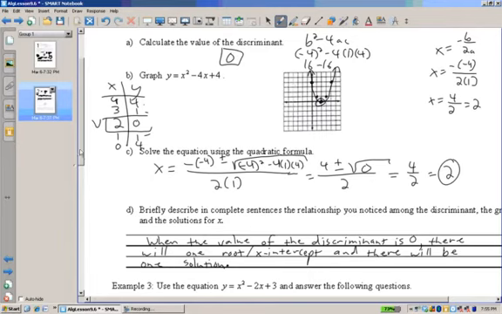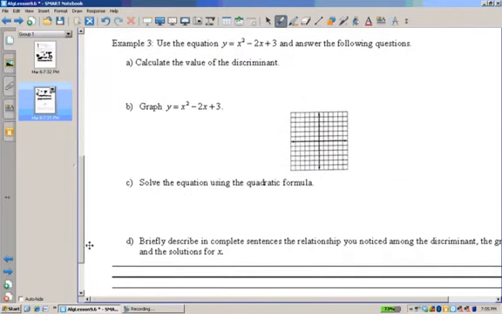Okay, last but not least, let's look at the discriminant now. Again, b squared minus 4ac. b is negative 2. Don't forget to put it in parentheses. A is 1, c is 3. b squared, so that is 4 minus 12. 4 minus 12 is negative 8. So the value of the discriminant is negative 8. Now we need to graph it.